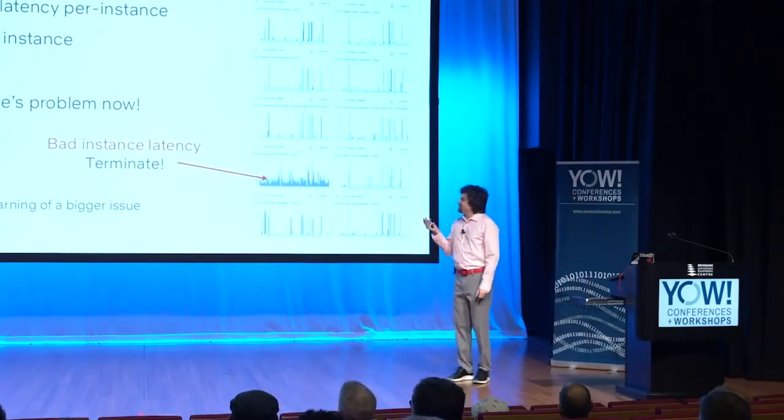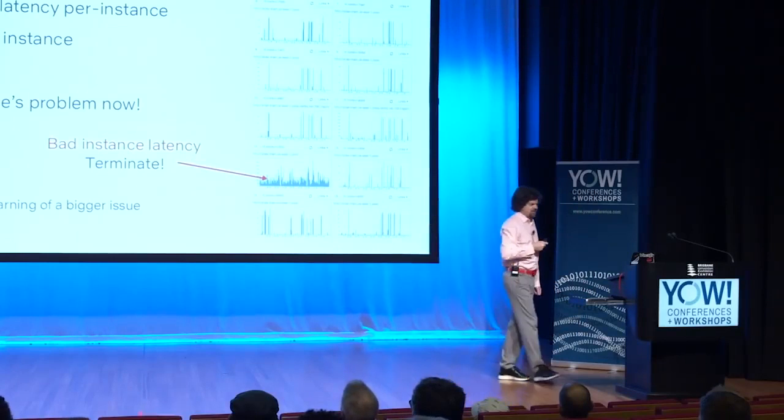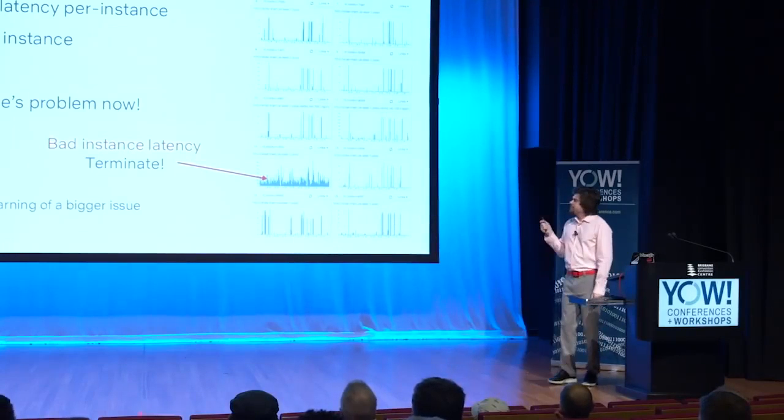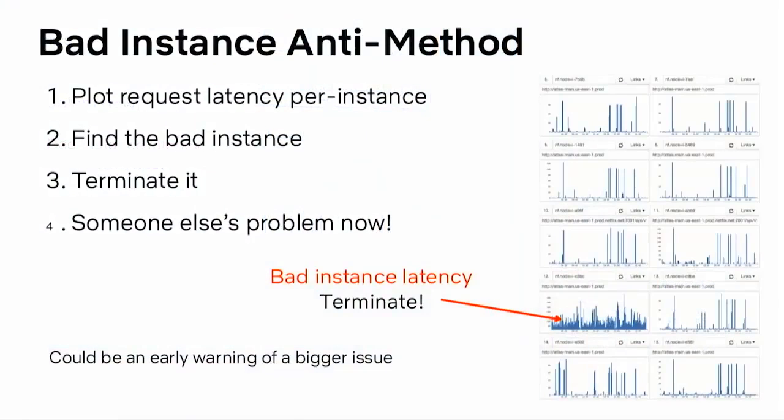And finally, just as an example of an anti-methodology, the bad instance anti-method. This is something I see from time to time. I can understand the motivation for doing it. That's where you have an instance that has high latency, and you think, I'll just terminate it and hope the problem goes away. And so sometimes that might be cost effective, but I just want to remind people that can be an early warning of a bigger issue. And so it can be helpful to root cause these whenever possible so that next time this happens, it's not 10 instances instead of 1.